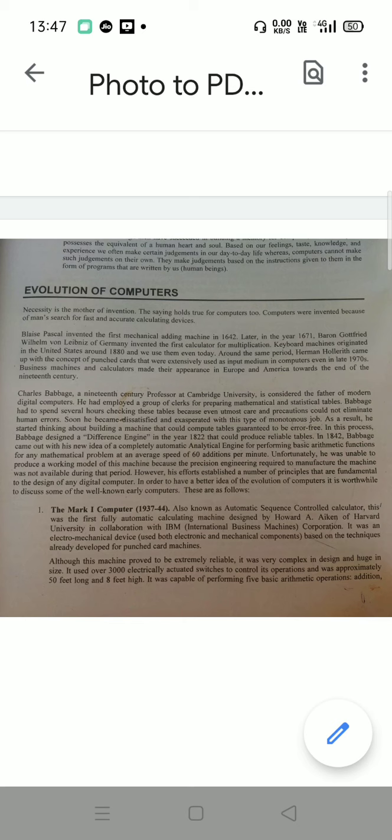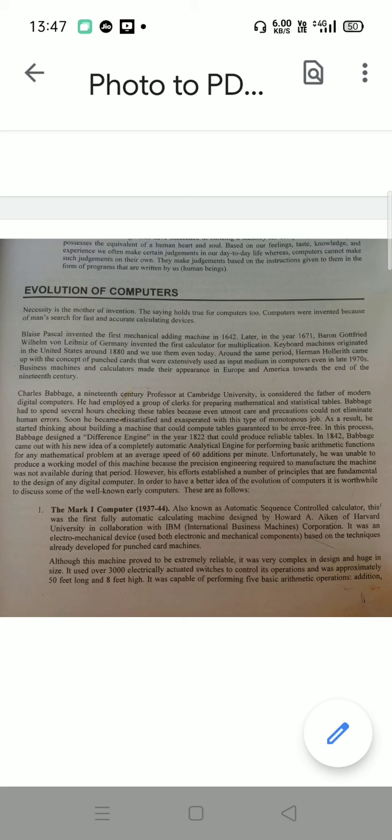In 1842, Babbage came out with a new idea of an automatic analytical engine for performing arithmetic functions for any mathematical problem at an average speed of 60 additions per minute. In order to have a better idea of the evolution of the computer, it is worthwhile to discuss some of the well-known early computers. The first one is the Mark I computer.